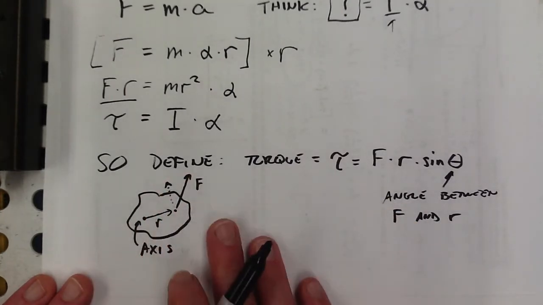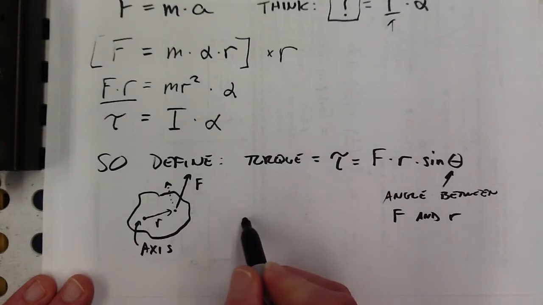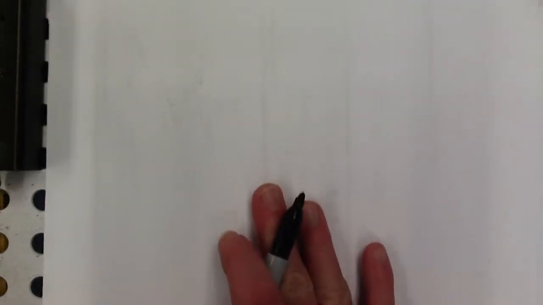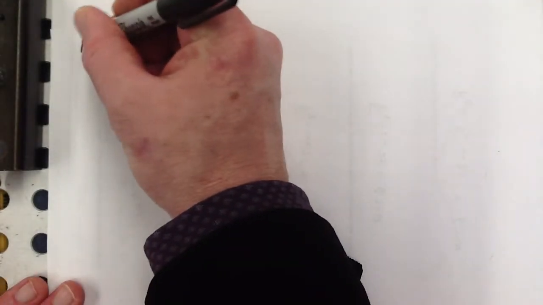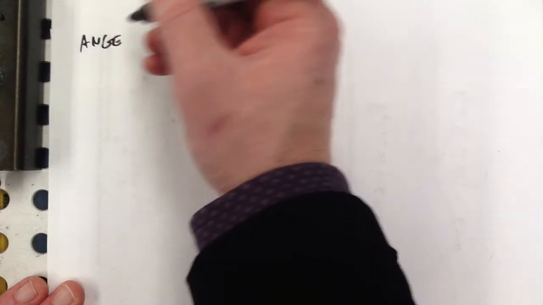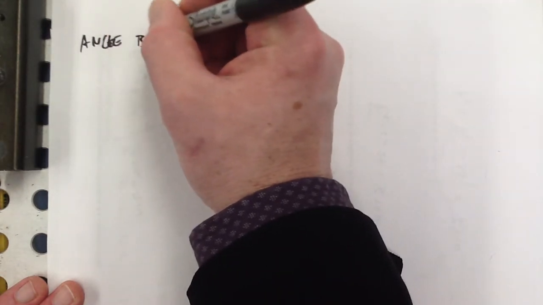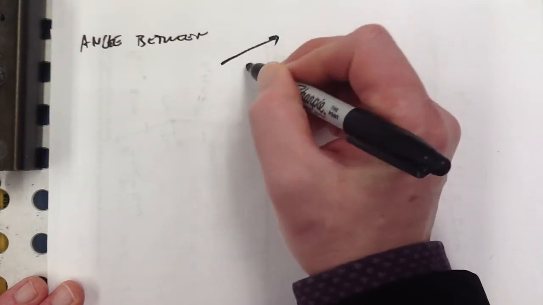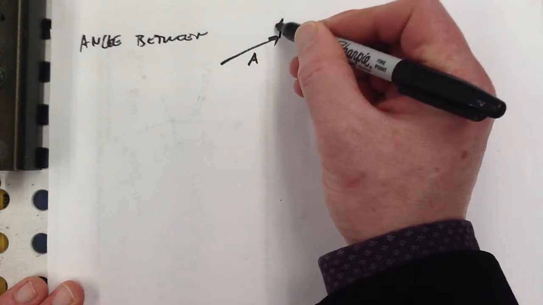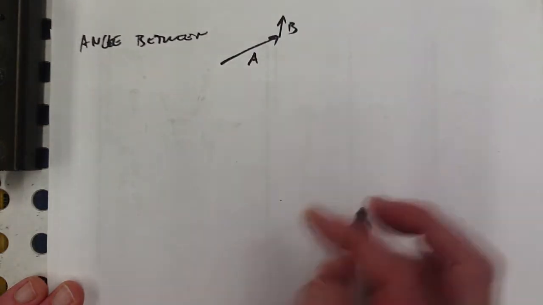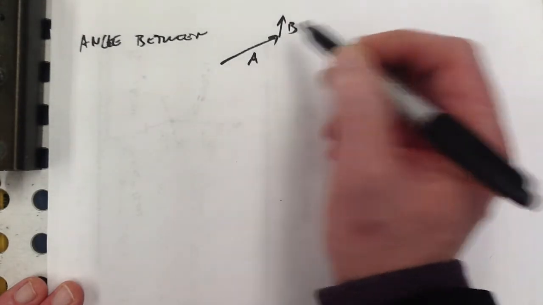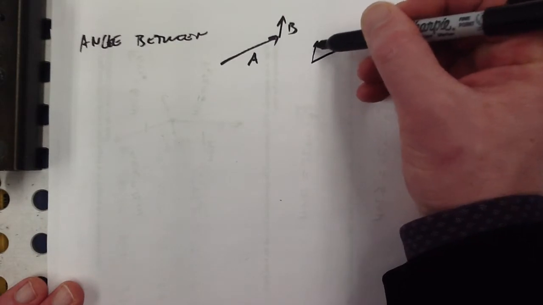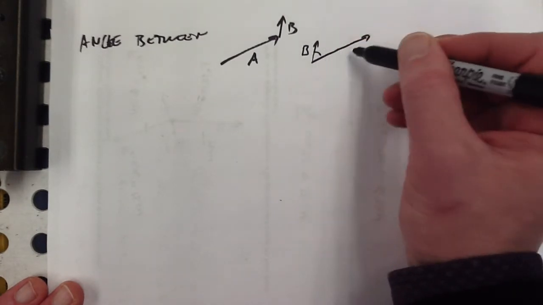Or when you talk about the angle between two vectors, by the way, this is kind of an aside, you can include this in your notes or not, what is the angle between this vector, let's say A, and this little vector B? The angle between them is, if you imagine that those two vectors are the hands of a clock, this is the angle between them.